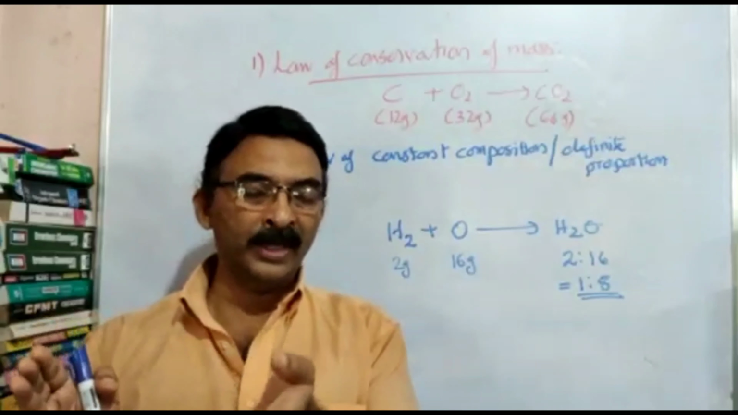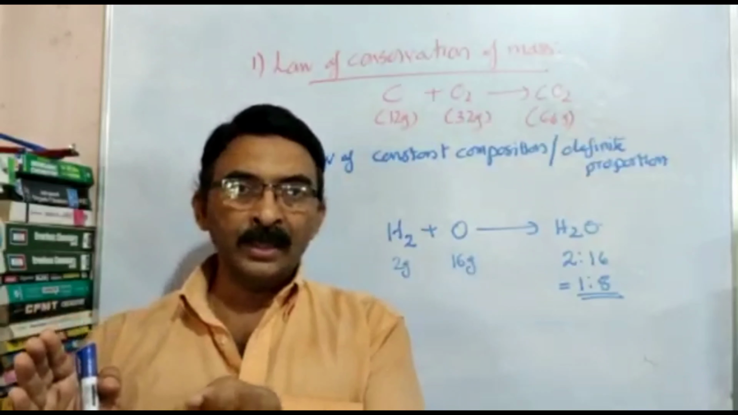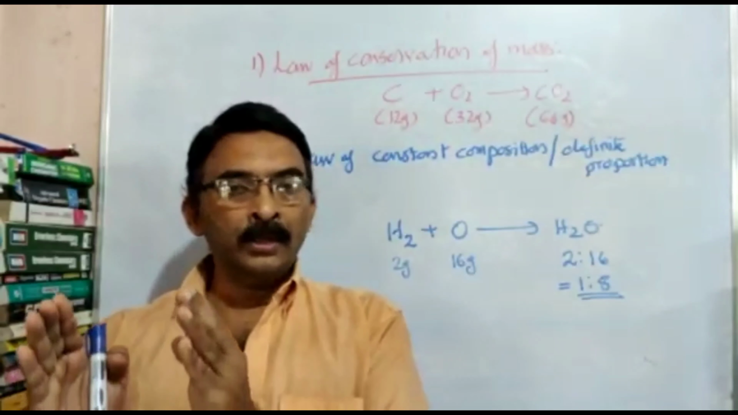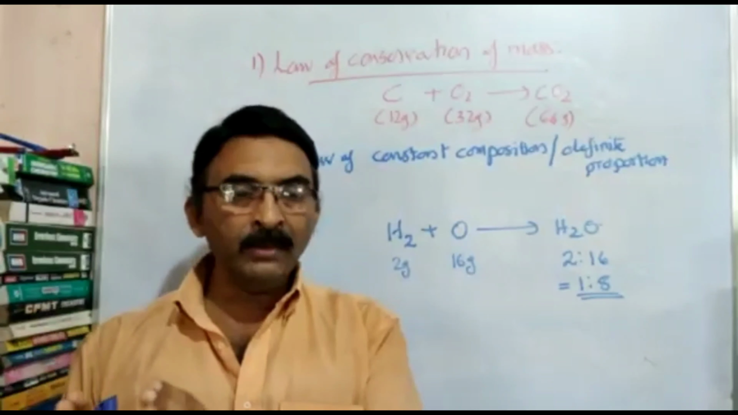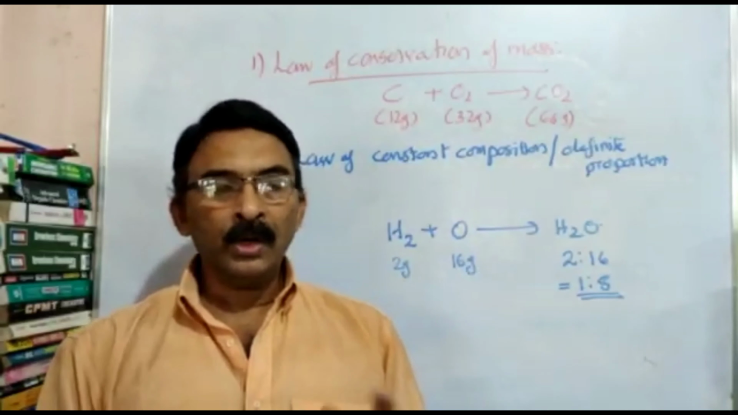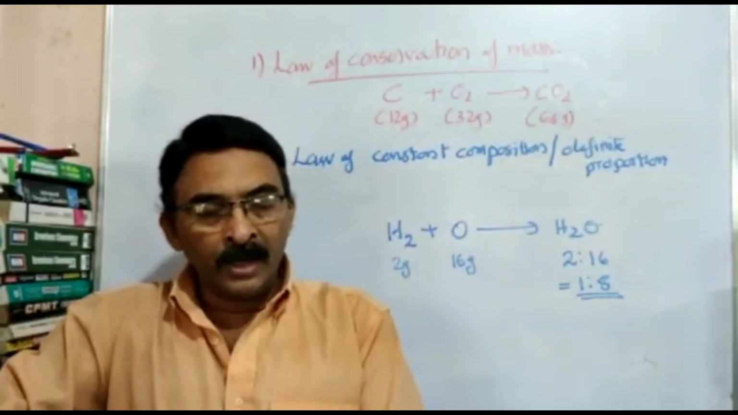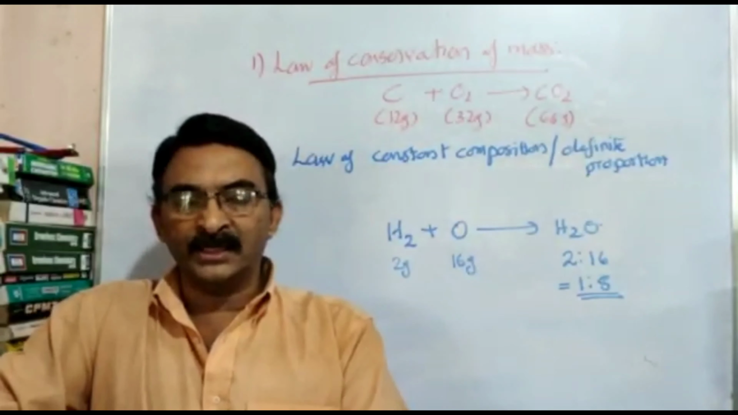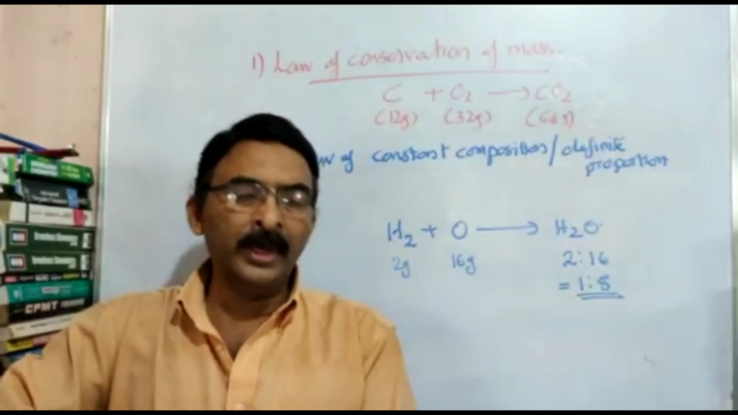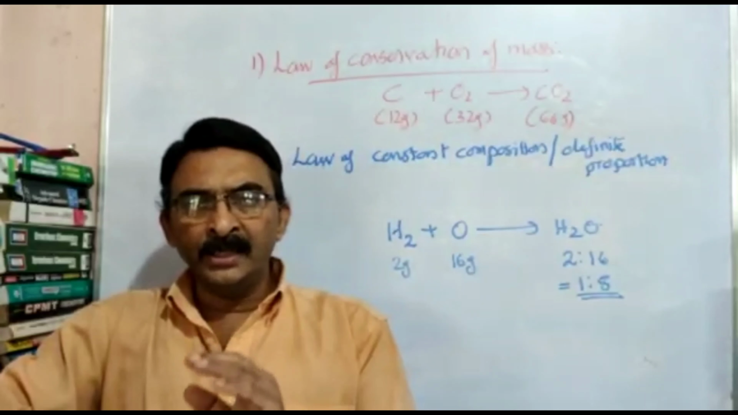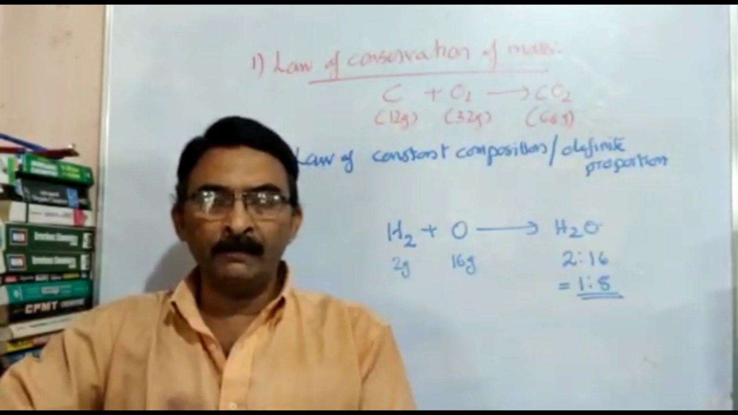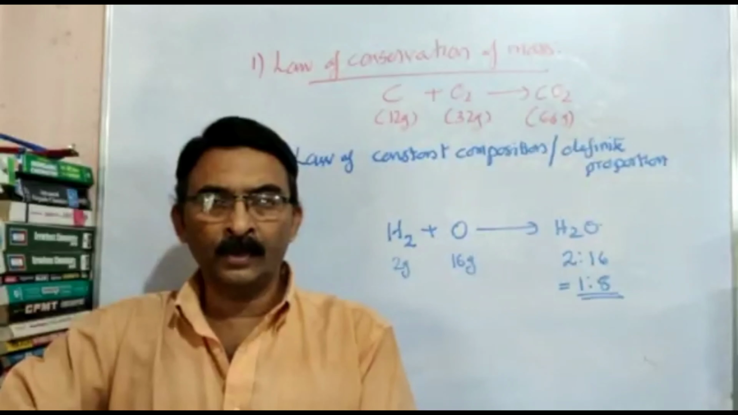You might have taken one reactant in excess than required. That will not react. So, the total mass of the reactant reacted will be equal to the total mass of the products formed. Or this law is stated in another way also. During a chemical reaction, mass is neither created nor destroyed, but only the composition changes. The substances may change, but mass will remain the same.